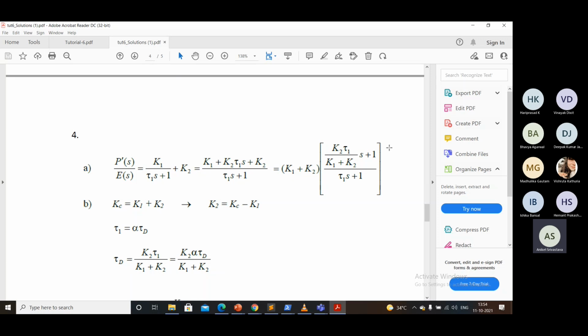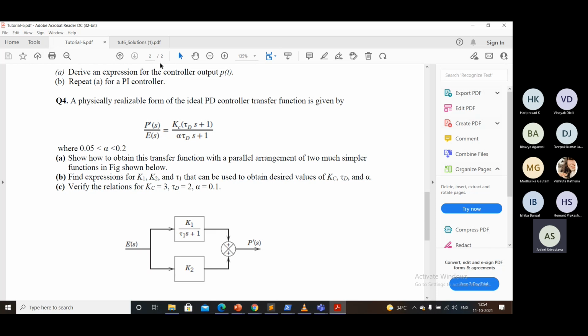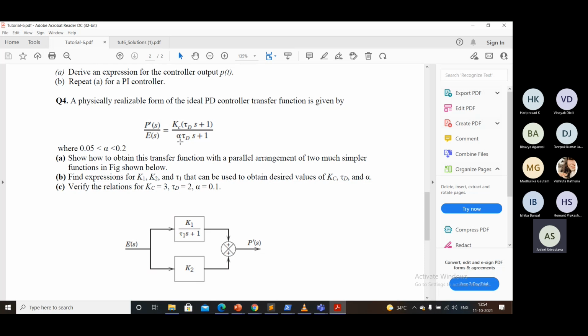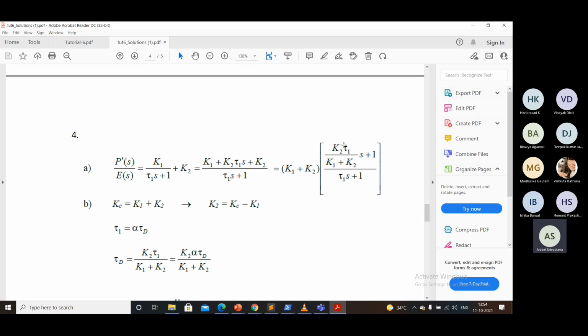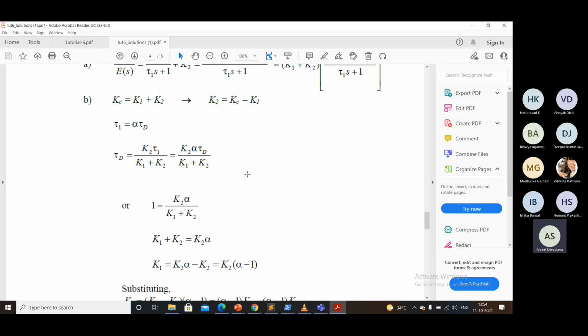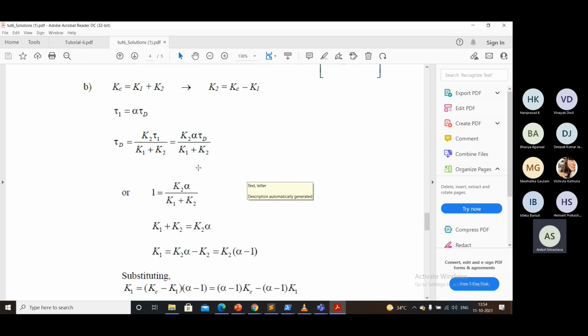When we compare this expression with the expression given in the question, we can see that Kc should be equal to K1 plus K2, and tau 1 should be equal to alpha tau d. Also tau d should be equal to K2 tau 1 by K1 plus K2. In the second part we are doing just that. So Kc is equal to K1 plus K2, tau 1 is equal to alpha tau d, and the third inference is tau d should be equal to K2 tau 1 upon K1 plus K2.